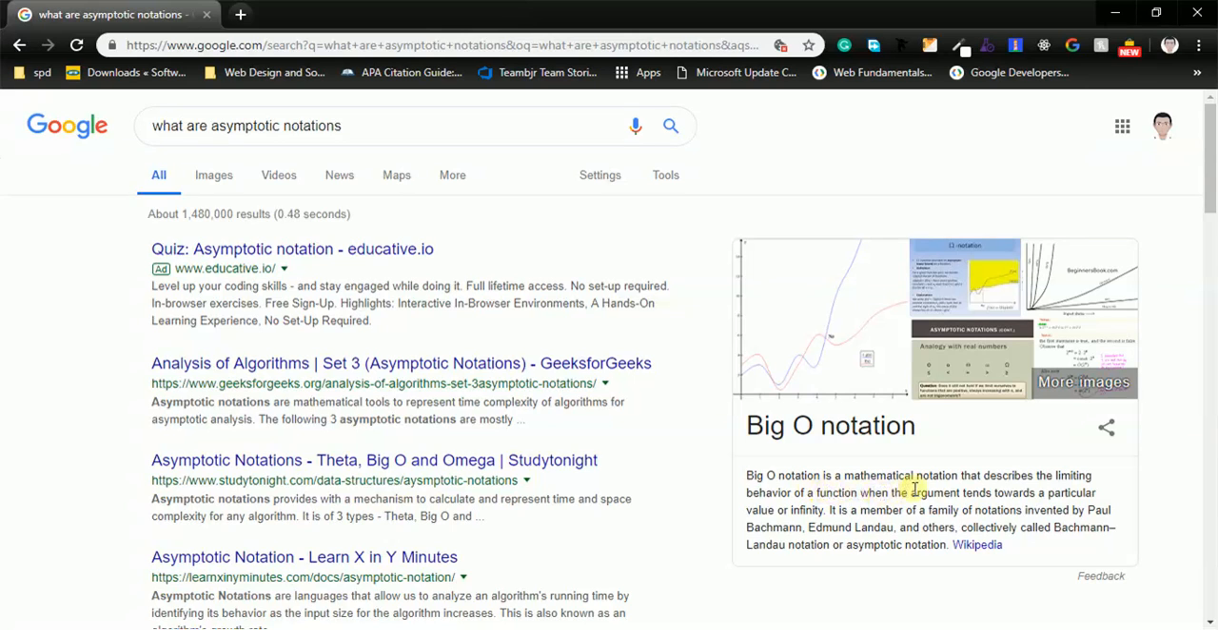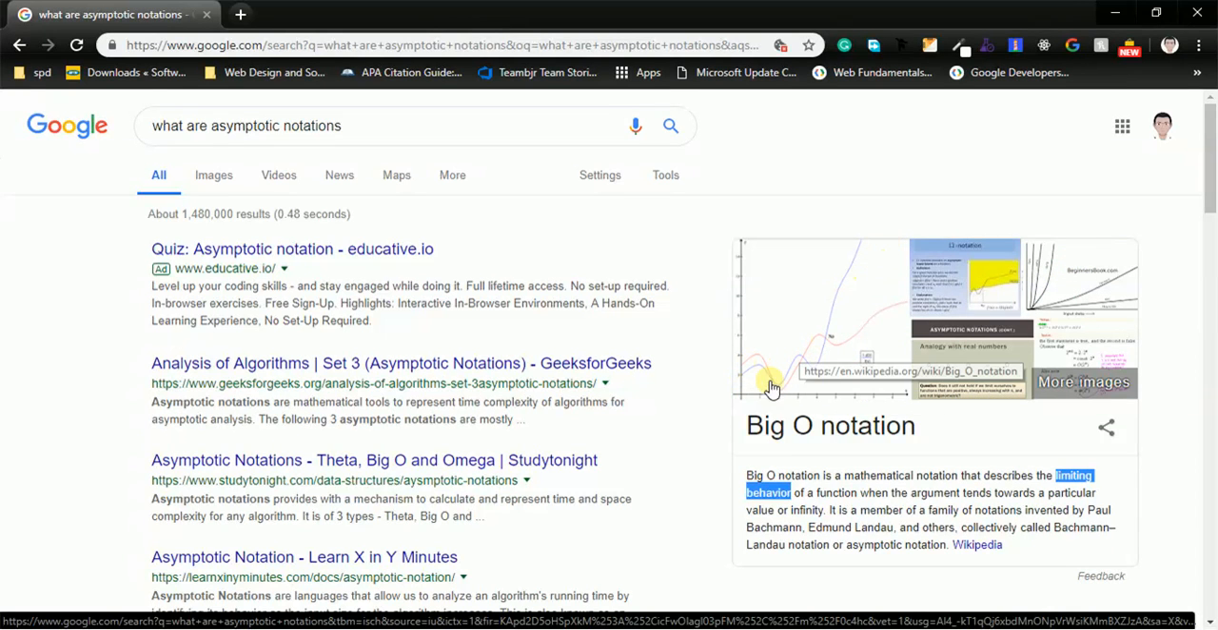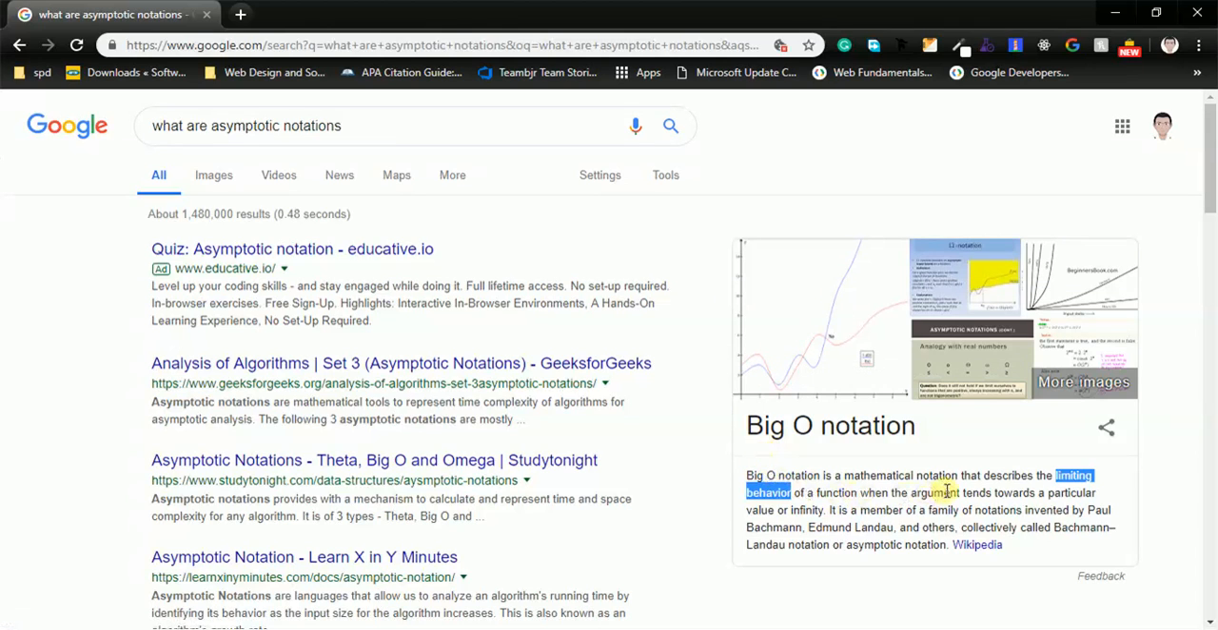Big O notation is a mathematical notation, like a symbol, that describes the limiting behavior of a function. What does this actually mean? Let's use this for instance. This looks like a pretty good example. This is a polynomial, some sort of graph. Big O notation is a mathematical symbol that describes the limiting behavior.